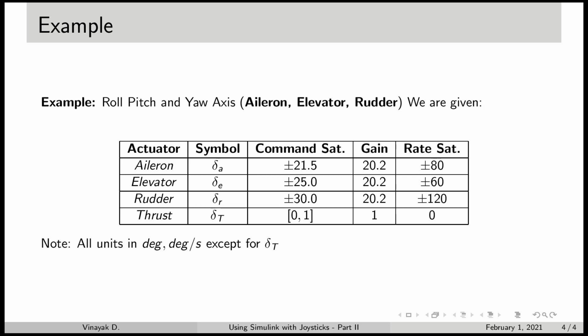For the aileron, we have a command saturation of 21.5 degrees, the elevator 25 degrees, and the rudder 30 degrees. The gains are the same for all of them except the speed at 20.2. For the rate saturation, we have aileron is 80, elevator is 60, and rudder is the fastest at 120. So that means the rudder moves at the fastest speed.